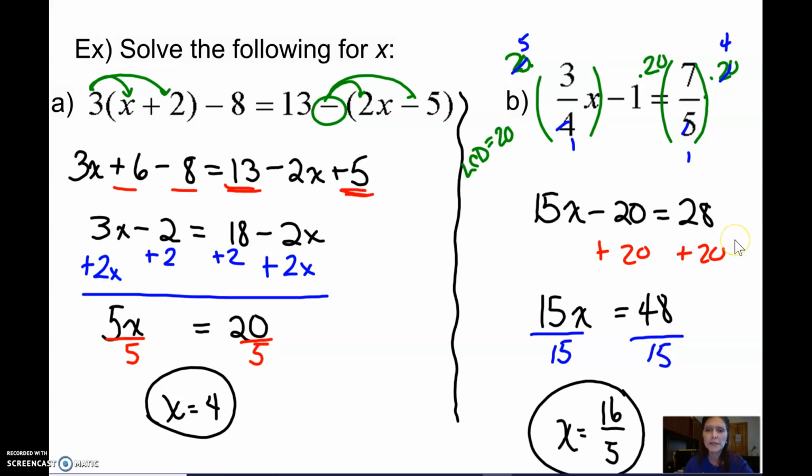Once you clear the denominators, you have a very straightforward, simple equation. That's a basic introduction. We'll get into more depth and other types of equations in a future unit.